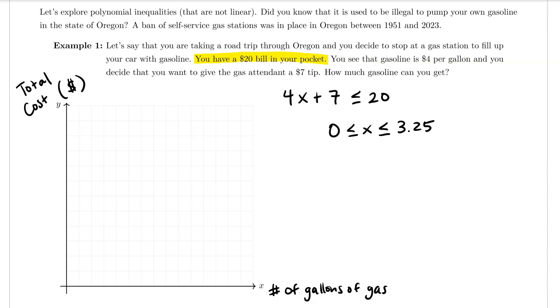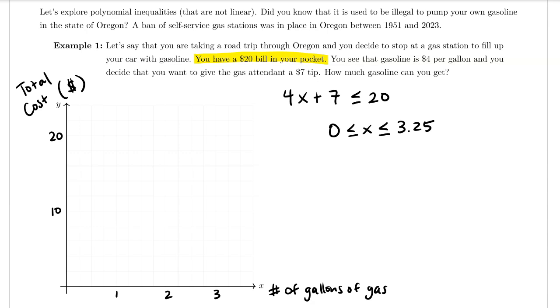Well, we have a grid here, and I've labeled my y-axis as my total cost in dollars, and the x-axis here is the number of gallons of gas. I've also labeled my y-axis so that every tick mark represents $2, and on my x-axis, I've labeled it so that every tick mark represents 0.25 or a quarter gallon of gas. And that also means that every 4 tick marks gives me a single gallon of gas.